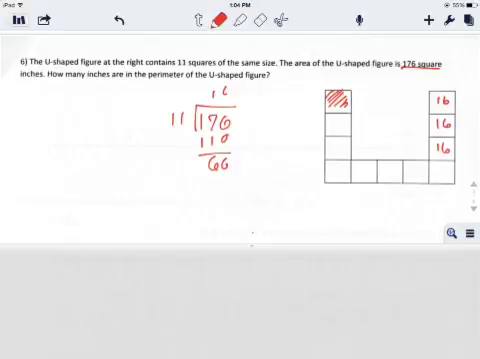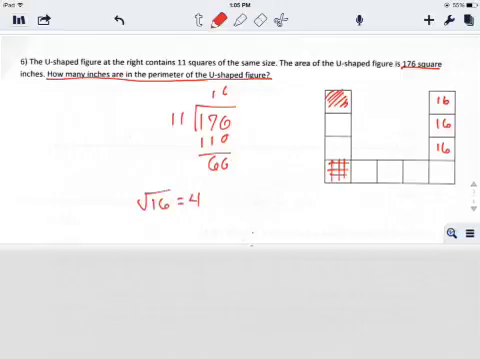That sounds great. Oh, but unfortunately the question is, how many inches are in the perimeter? And what is the perimeter? So I need to think about, well, what's the side length? If the area is 16, right, I could do something like this and count them out. But I can also just say, well, the square root of 16 is 4.